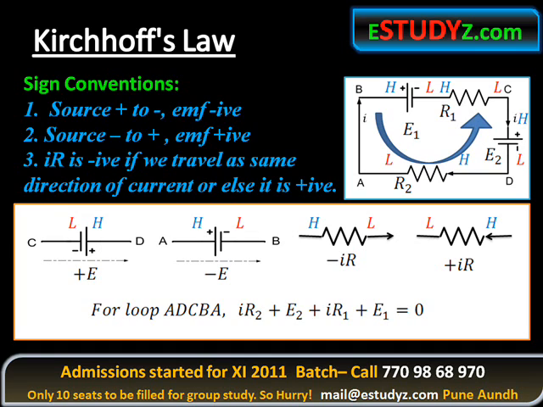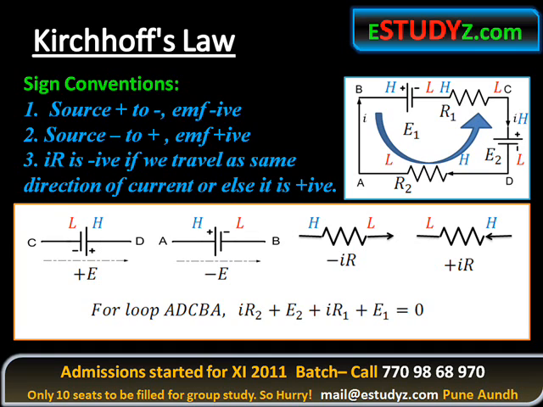So that EMF would be positive. If you go from higher to lower, then that EMF would be negative. If you go from higher to lower, as in for a resistance, the current would flow from high to low. So if we are traveling in the direction of the current, then the IR product would be negative. If we are traveling in the opposite direction of the current, as in we are going from the low potential to the higher potential by traveling opposite direction to the current, so IR in that way would be positive.